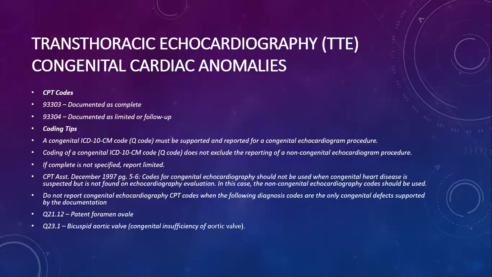Do not report congenital echocardiography CPT codes when the following diagnoses are only supported. So if you are not familiar with echo coding, patent foramen ovale or PFOs that we mentioned earlier, that's code Q21.12, and bicuspid aortic valve Q23.1 are not considered true cardiac anomalies. These are very common amongst a lot of people, and therefore they are not seen as true cardiac anomalies. So if one of these two codes or both of these are the only cardiac anomaly codes, you cannot bill a congenital echo.